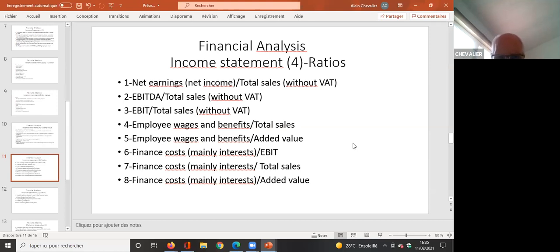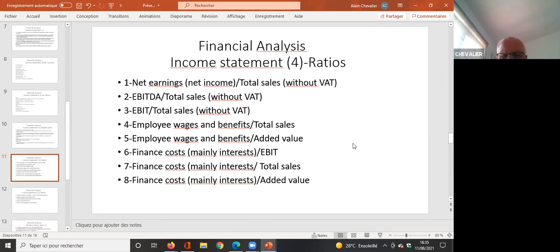The third one is EBIT. It means in that case, the only difference is the depreciation and amortization level, which has been taken into account, which is very common, and also used in the US-based system. You will find that very often.